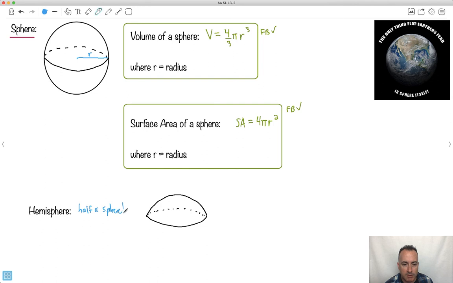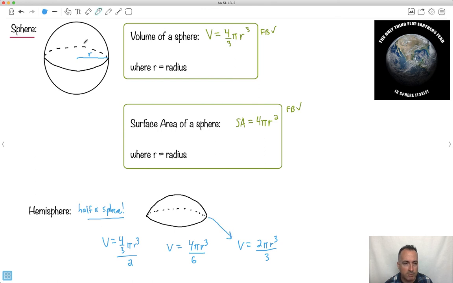So that means if you wanted to know the volume, for example, let's just say you wanted the volume of this. Well, the volume would be 4/3 pi r cubed, all divided by 2. What happens then? The 3 and the 2 multiply together, so it's 4 pi r cubed on the top, and 3 times 2 is 6. But then the 4 and the 6, I can divide them both by 2, so it'll be 2 pi r cubed over 3. So the volume of the hemisphere will be this.